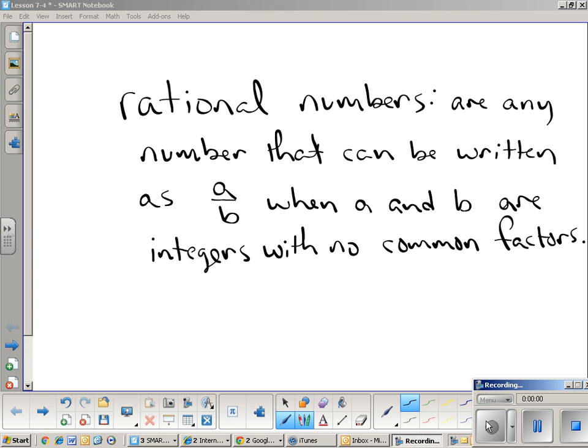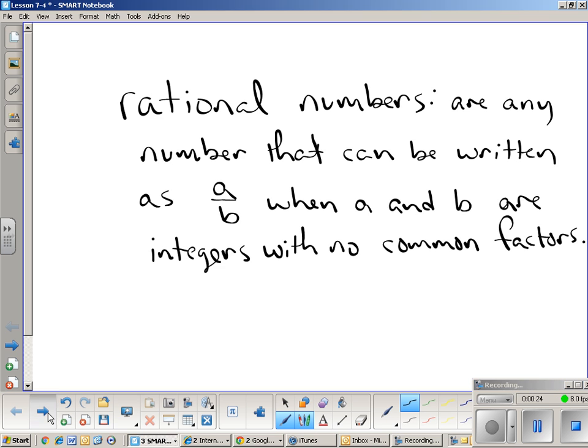Rational numbers are numbers that can be written as a fraction, like a over b, where a and b are integers with no common factors. The reason that's important is that we're going to talk about rational exponents today, and we don't want to get wrapped up in what the rational means.